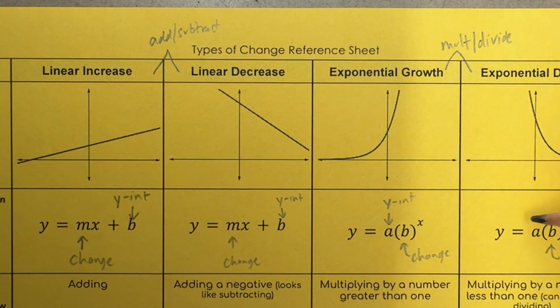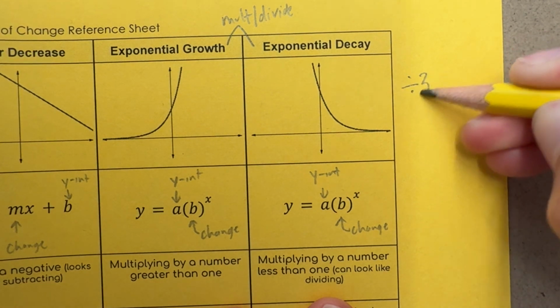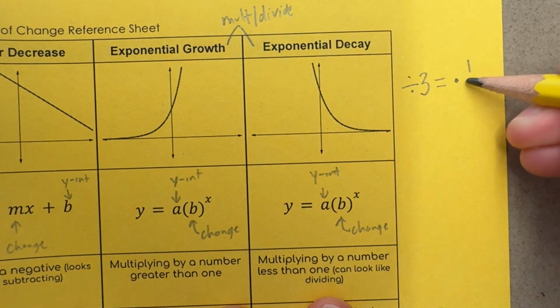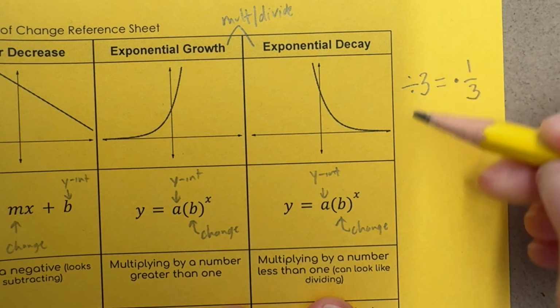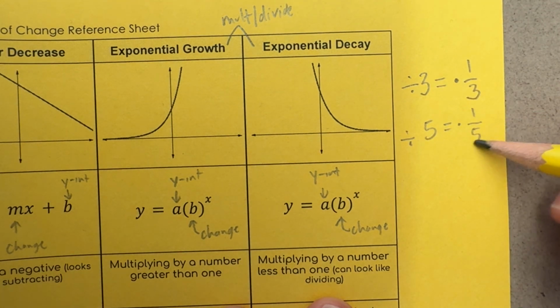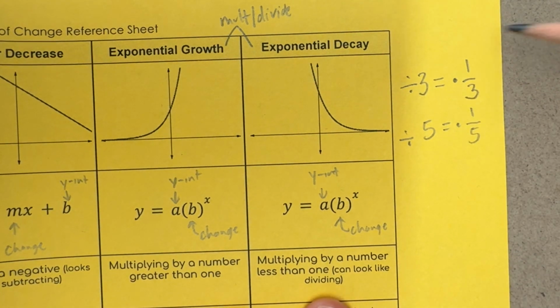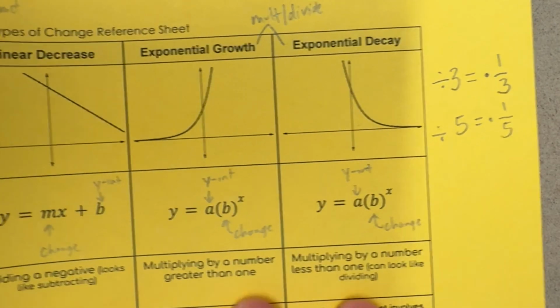And let's talk about what happens when there's division. Let's say, for example, you notice the change is that a number is being divided by 3. Remember, that's the same as being multiplied by 1 over 3, right? And same with all the numbers. If it's being divided by 5, that's the same as multiplied by 1 over 5. And obviously the same for 2, 1 over 2, and so on. So I would definitely add this.